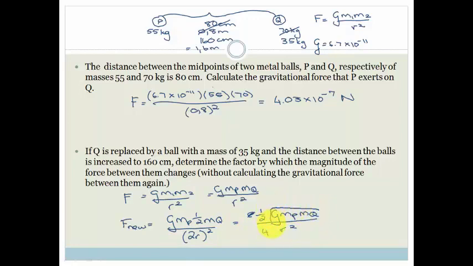Now this bit there is all the same as the original one, which is that 4.03 times 10 to the minus 7. So now we just have to work out this maths here, and that is equal to a half divided by 4. But what do you do when you divide? You tip and times, so it's going to be a half times 1 over 4, which is an eighth. And it said determine the factor by which the magnitude of the force between them changes. So the new force is a factor of an eighth. It is an eighth smaller than the original force.